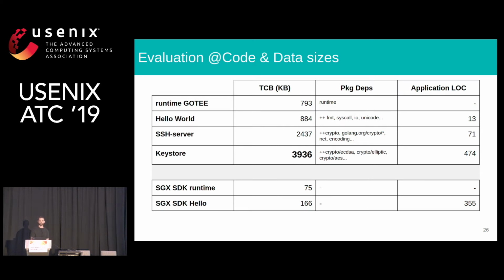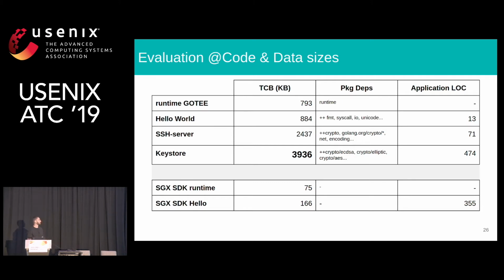Then finally, we looked at the TCB. So again, GoTEE has a runtime. It means that it has a scheduler and a garbage collector. So we wanted to see the size of the trusted code base in the end. As expected, the runtime for Go is a lot bigger than a handwritten C++ application. But if you look at our key store application that has a full embedded SSH server inside of it, it's still around 4 megabytes, which actually fits inside an enclave.